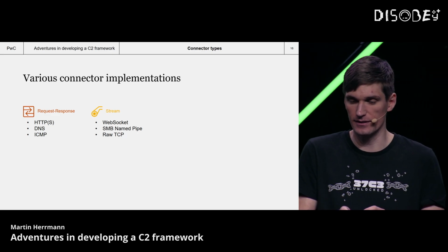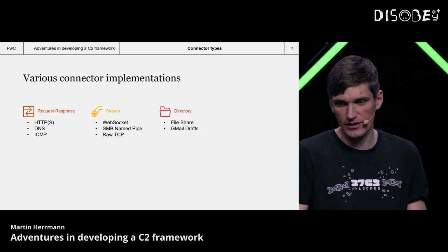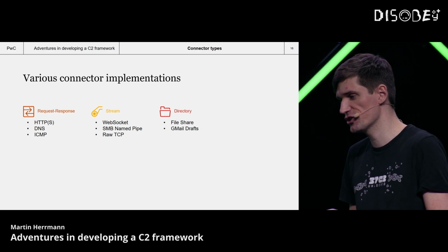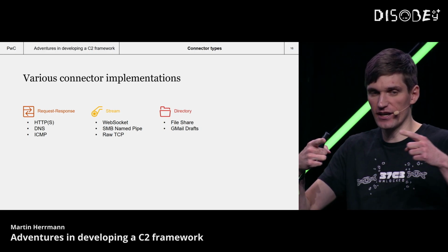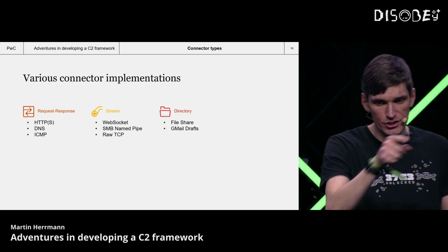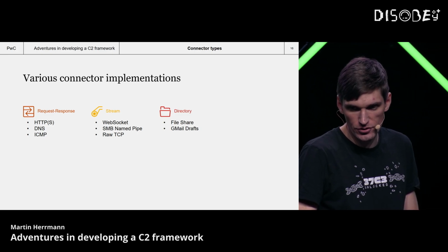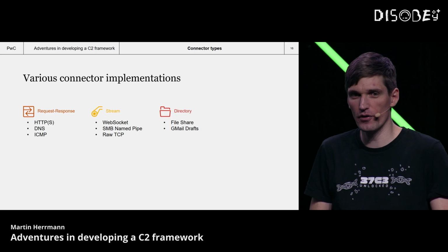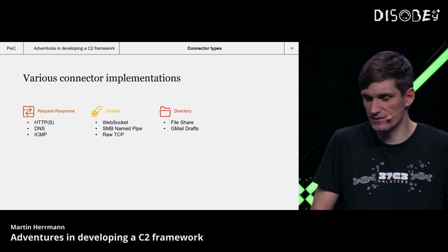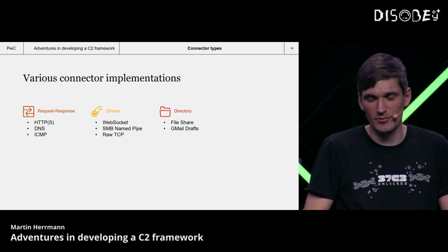other implants. Then we also have connectors for anything that looks like a directory. So for example, if you have a file share that two sides can write to, then you can indirectly through that have a communication channel over a file share. And we also are able to communicate over Gmail drafts. So both sides connect to the same Gmail inbox and just create draft emails there. And that's basically a directory, and we can communicate over that.